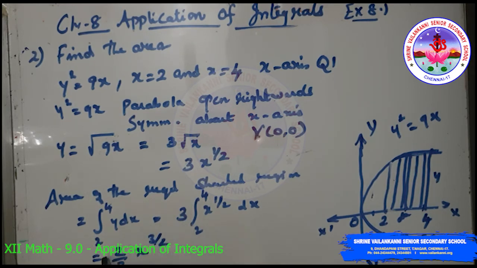Here we have one more 3, and the limit is 2 to 4. Here 3 and 3 will get cancelled. So this is equal to upper limit minus lower limit: 2 into 4 power 3 by 2 minus 2 power 3 by 2.